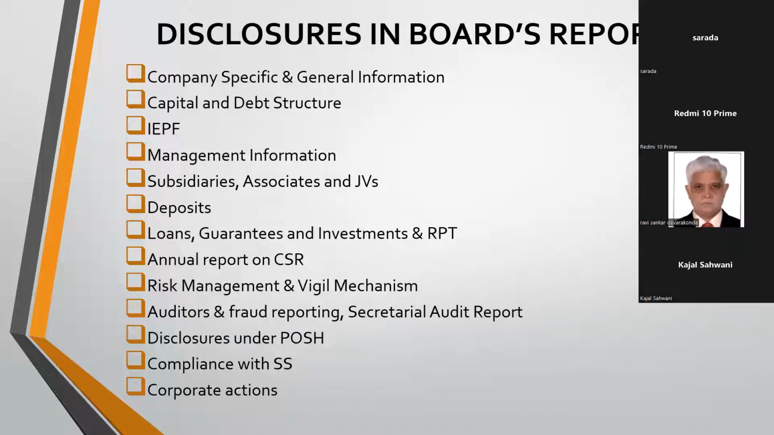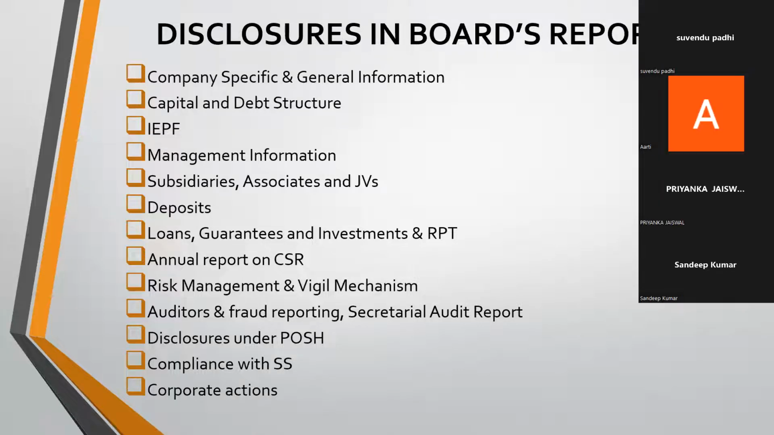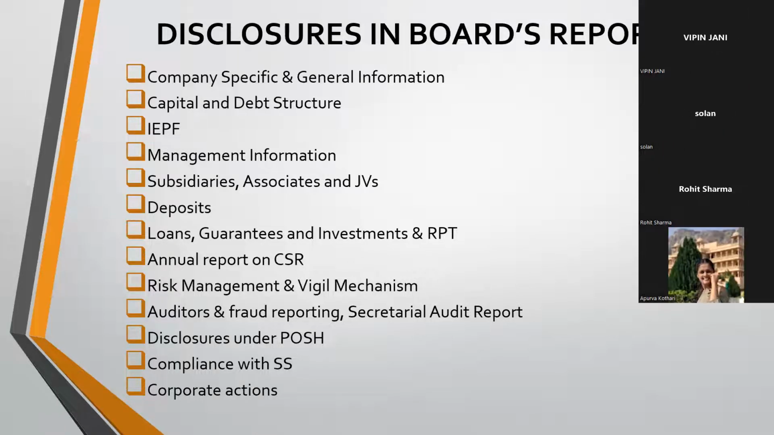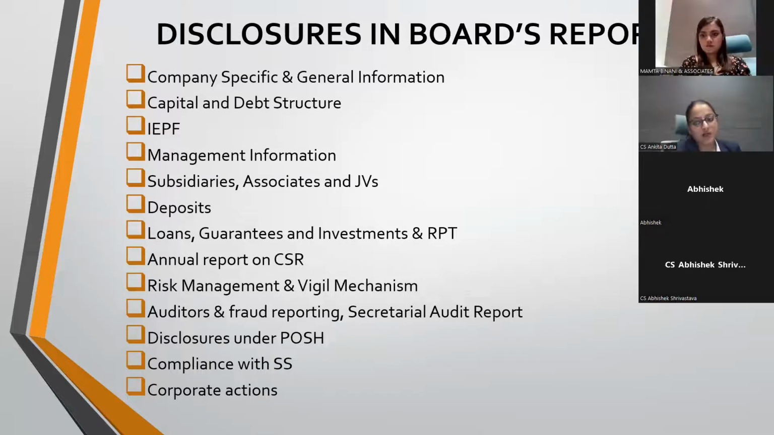Now, the disclosures related to POSH. We have to include the details of the internal complaints committee that is maintained by the company, including the complaints received and the resolutions provided. Only the numbers are to be given in the board's report, not the entire details about what the complaints were. You only have to mention how many complaints are received, how many are resolved, and how many are pending.